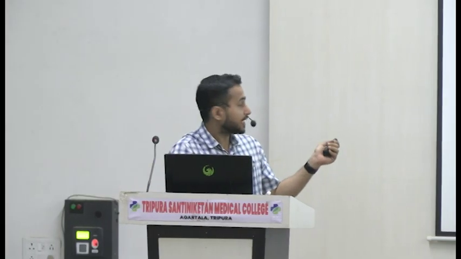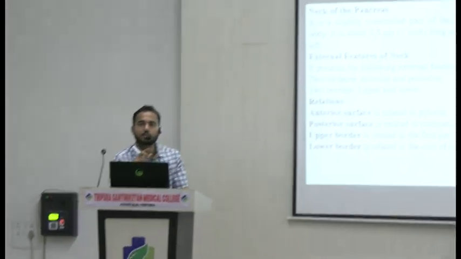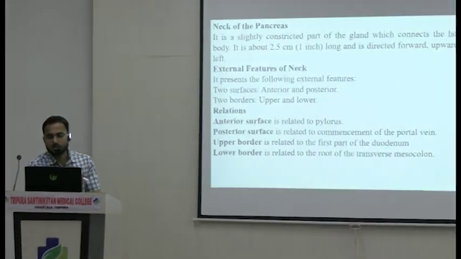So in the last class we discussed the relations of the head of the pancreas along with the uncinate process. After that, the next part is the neck of the pancreas. As I said, the neck is a slightly constricted part, and it connects the head to the body. The length is approximately 2.5 centimeters, and the direction of the neck is forward, upward, and to the left.